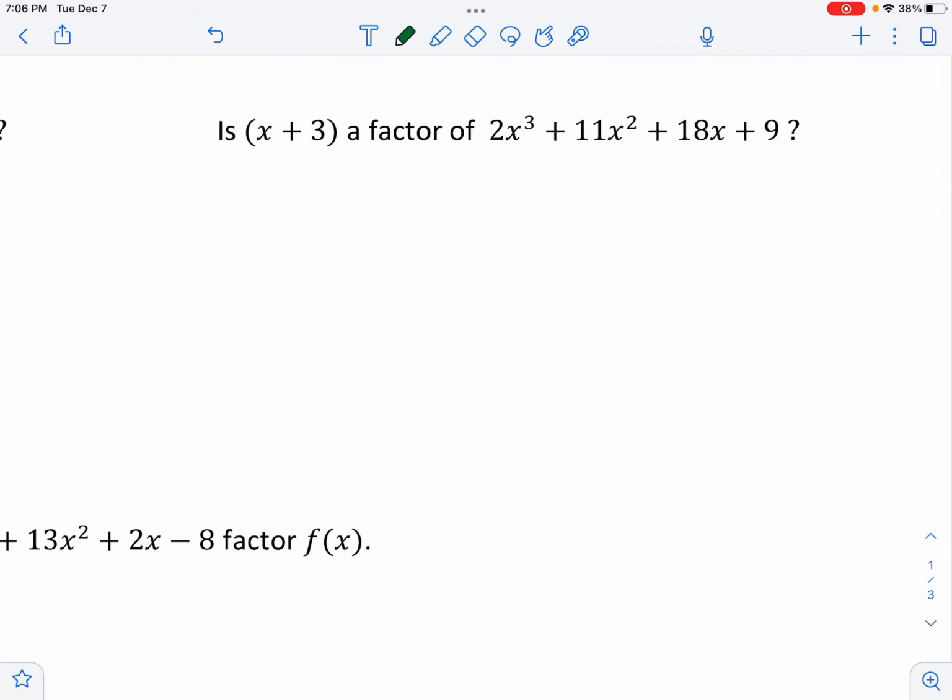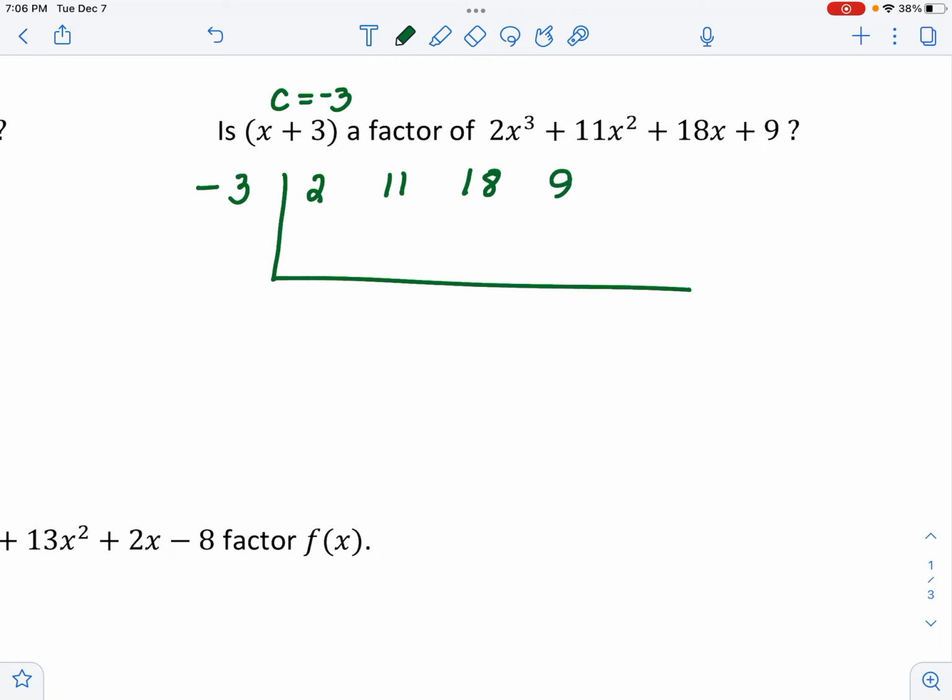All right, let's try the next one here. Is x plus 3 a factor of this polynomial? So we're going to use synthetic division with the negative 3, because this is a c value of negative 3. And then our coefficients: there's a 2 on the cube, there's an 11 on the square, there's an 18 on my linear term, and then there's a 9.